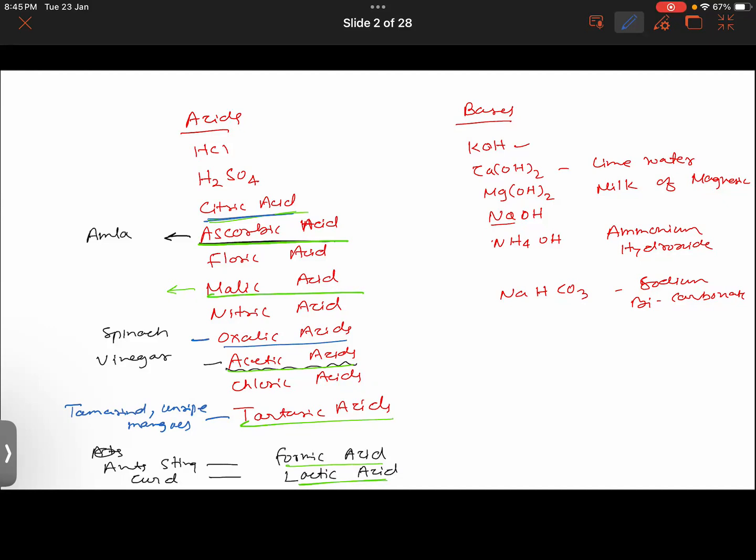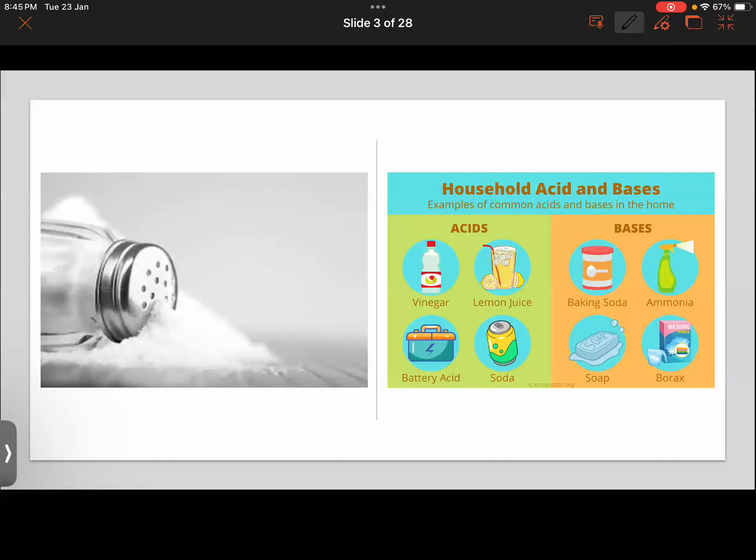If it's below 7, then it is an acid, and if it's above 7, it is a base.